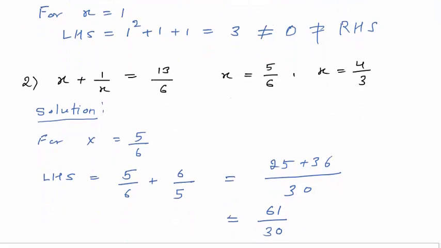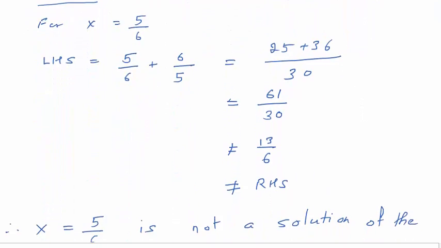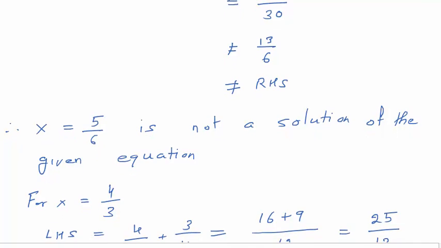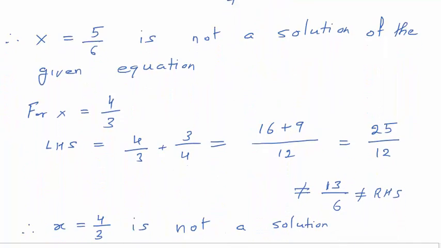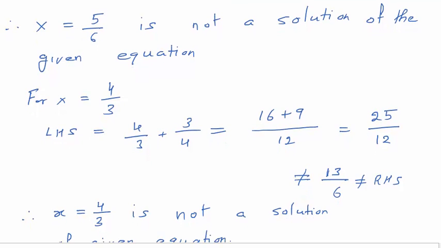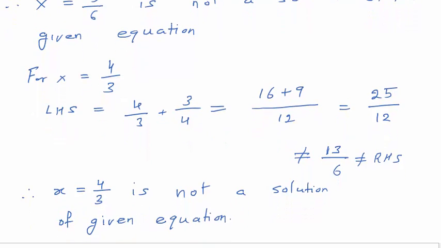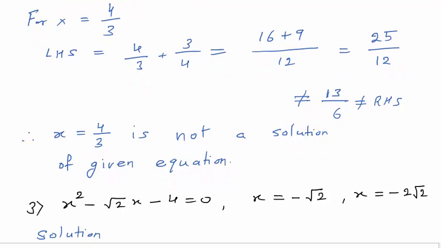The next value is 4 by 3. So let us try with 4 by 3. Now x is equal to 4 by 3. When I substitute, the result I get is 25 upon 12. Again, it is not equal to 13 upon 6. So x is equal to 4 upon 3 is also not a solution.